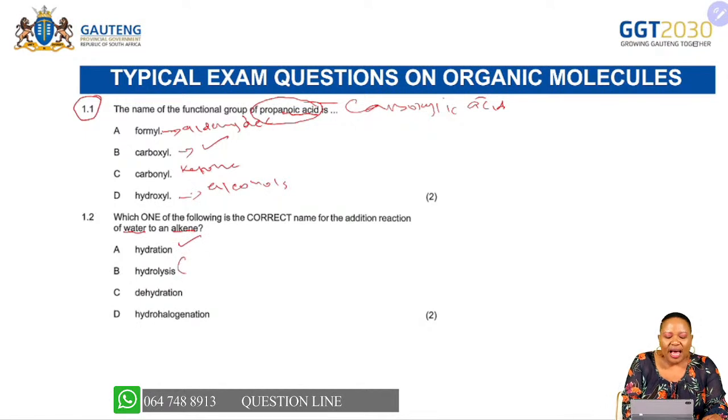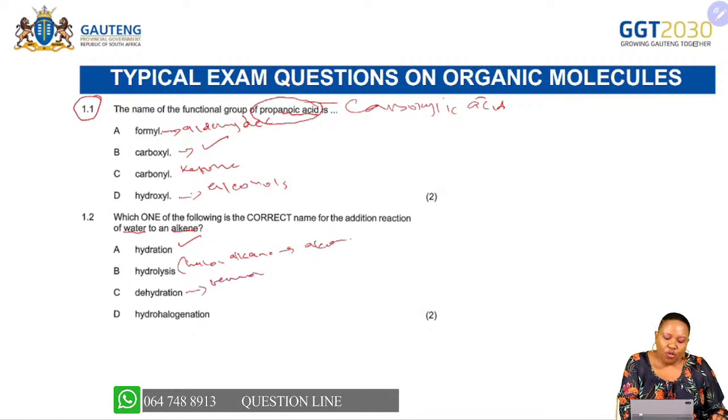Hydrolysis is not an addition of water. It is when a haloalkane changes and becomes an alcohol in the presence of a base. Haloalkane forming an alcohol, so this one is not an addition of water. And then dehydration. Dehydration is the removal of water from an alcohol. And hydrohalogenation is the addition of a hydrogen halide.